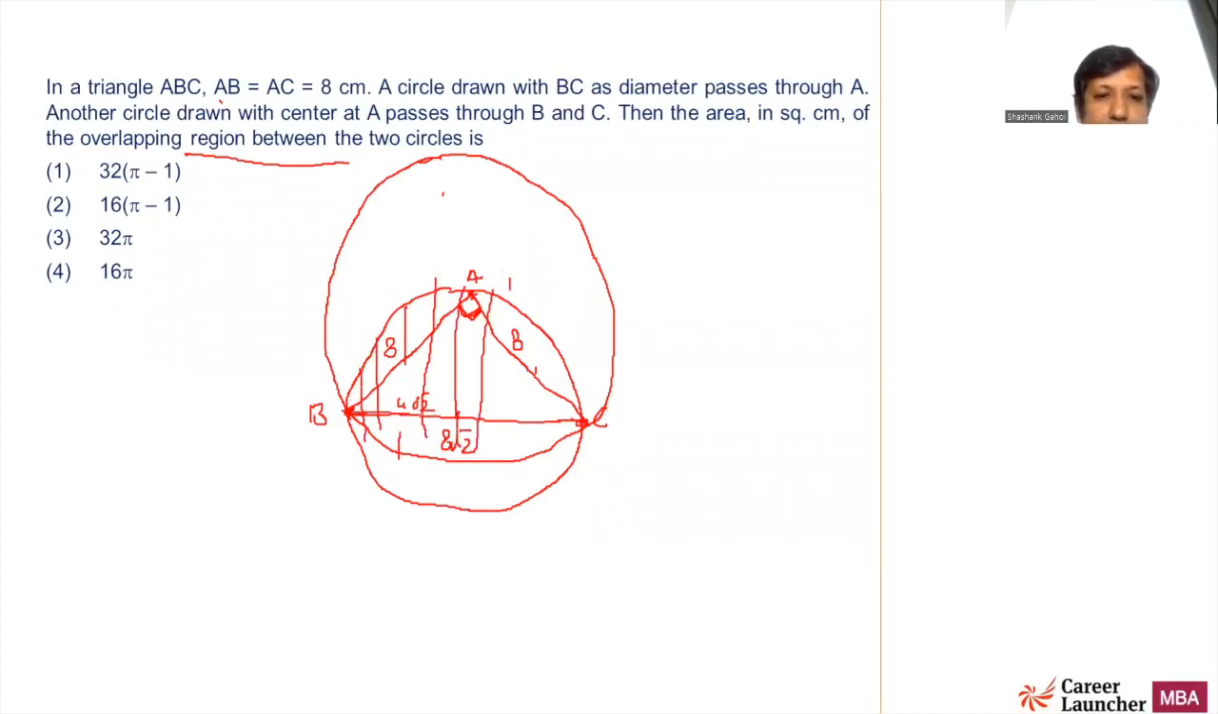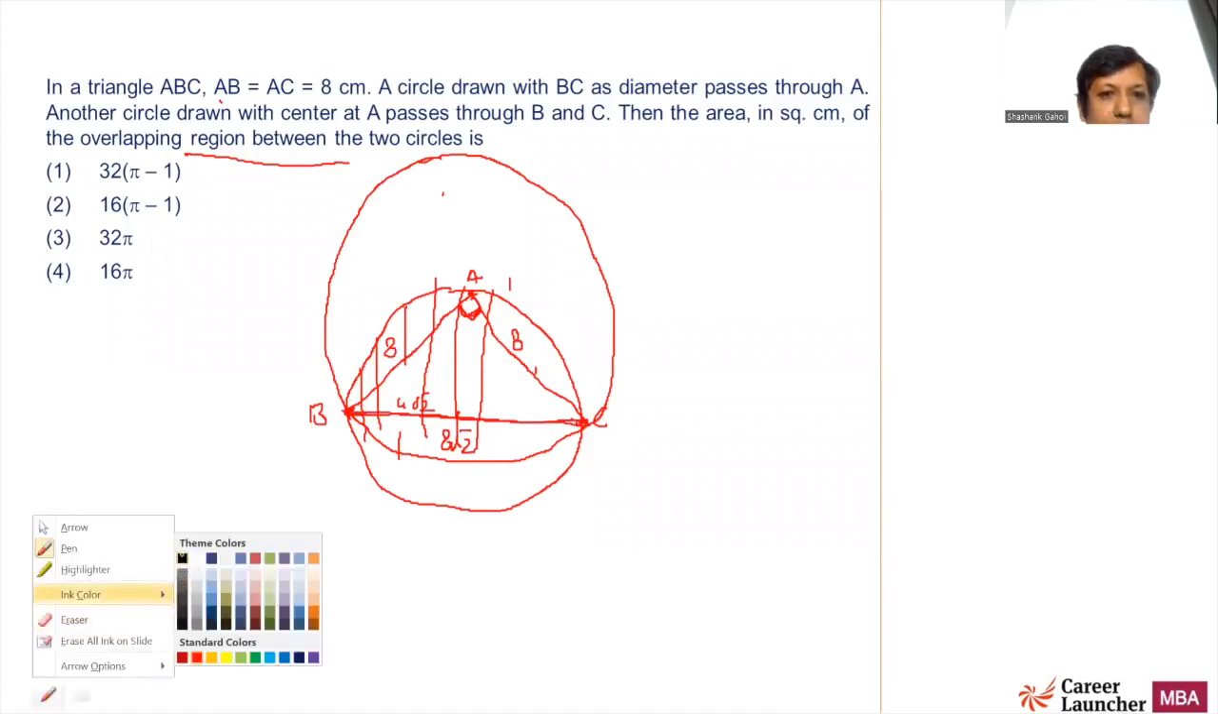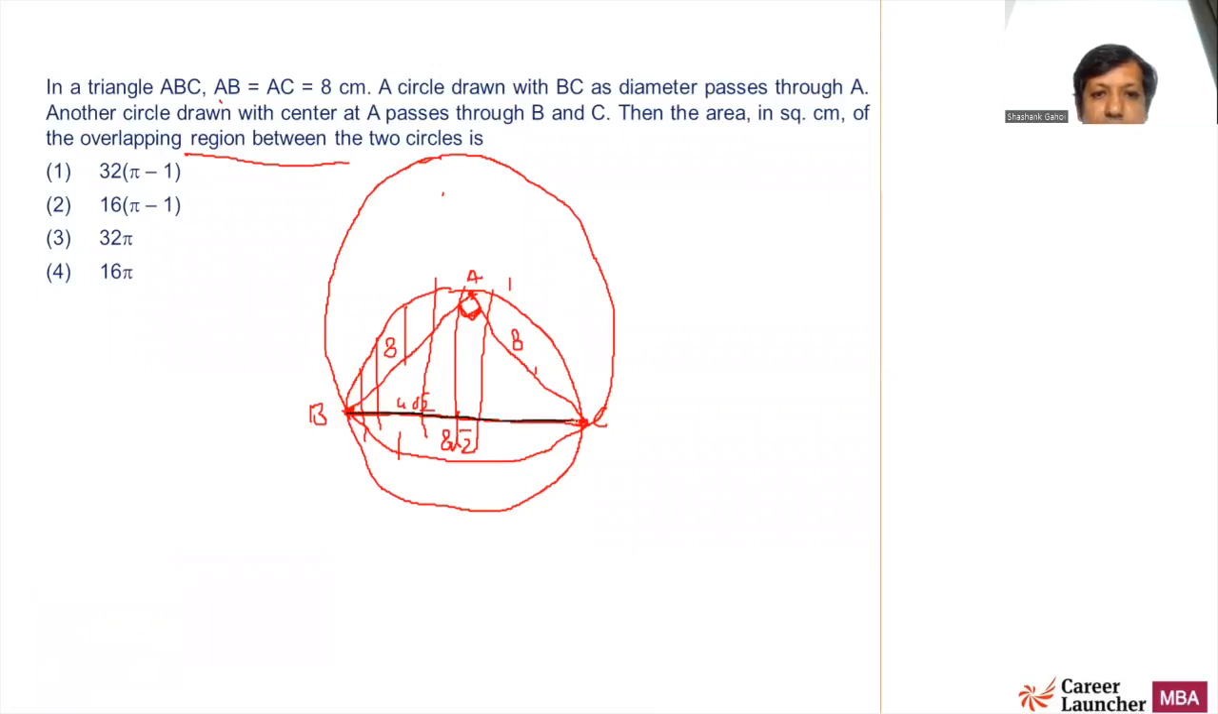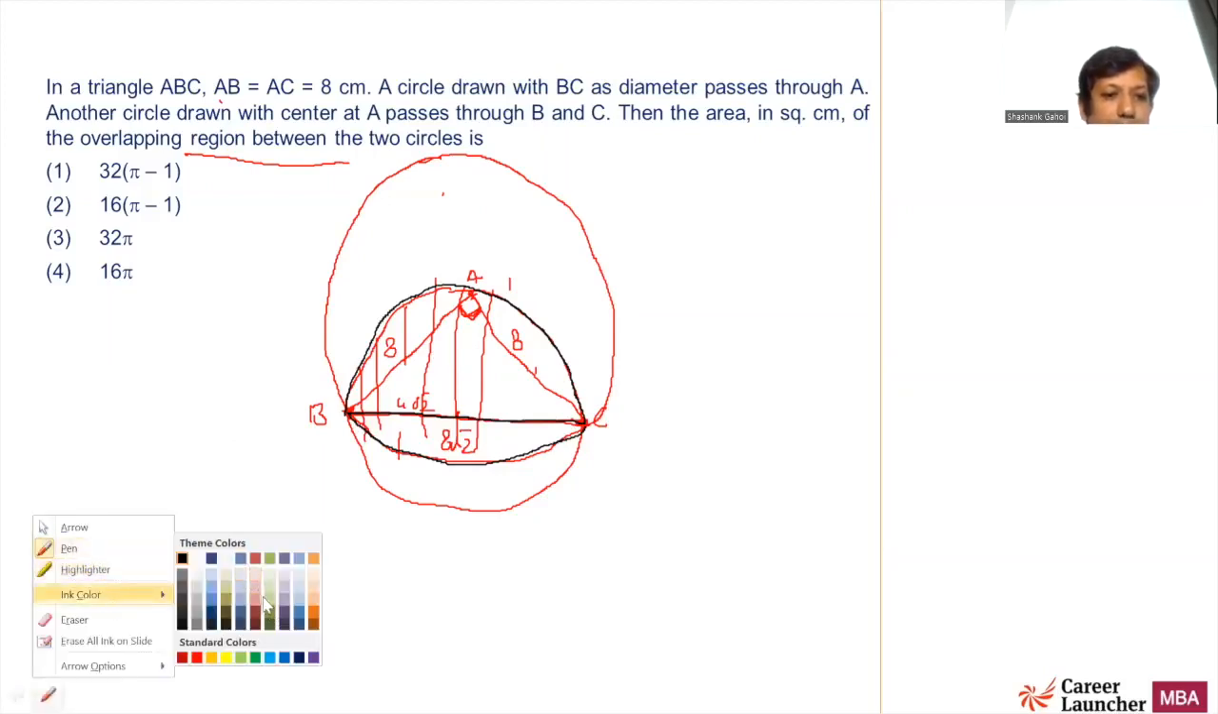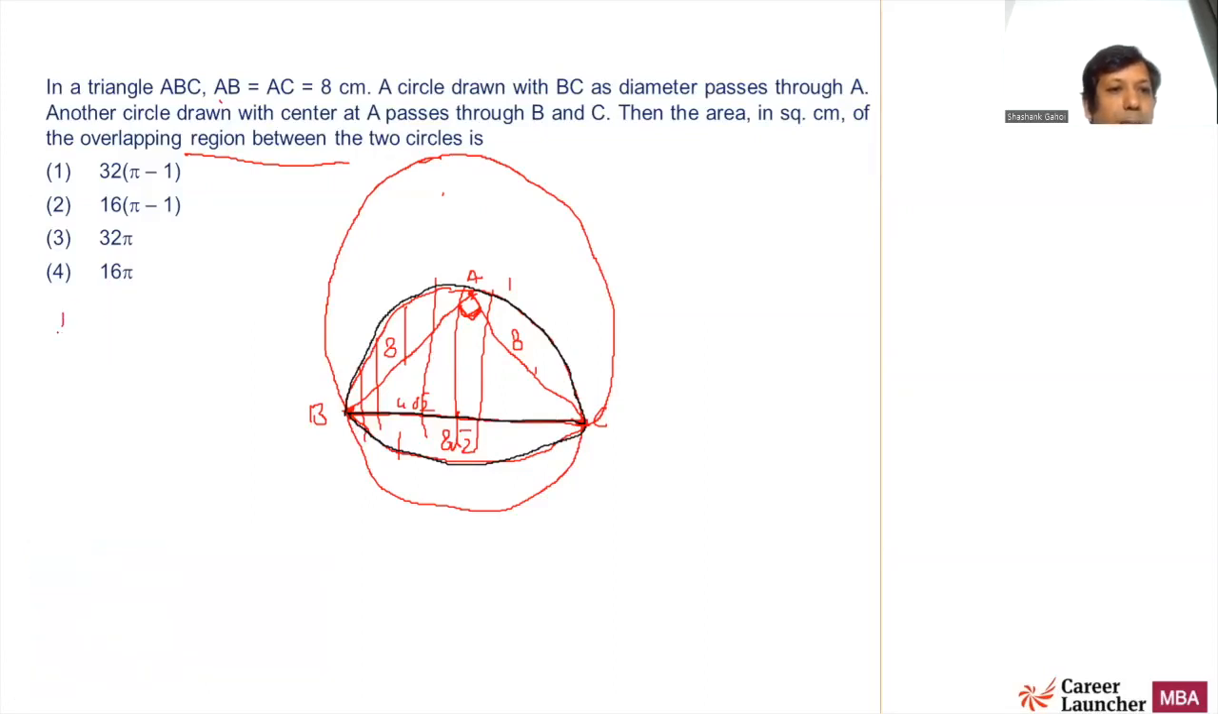So I need to find out this area. If I talk about this region, definitely I am going to include the semicircle plus the sector part of the bigger circle. So the area of the semicircle is definitely going to be 1 by 2 pi r squared, where the radius is 4 root 2. So this comes out to be 32 pi divided by 2, so 16 pi. So this area comes out to be 16 pi.